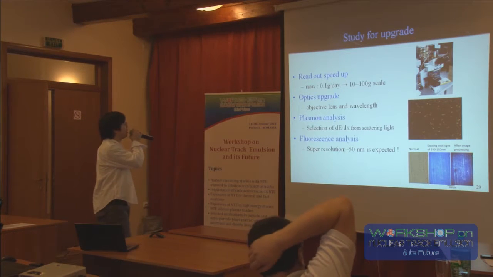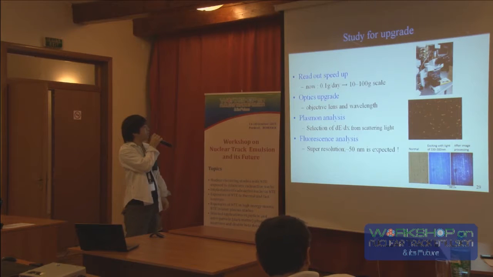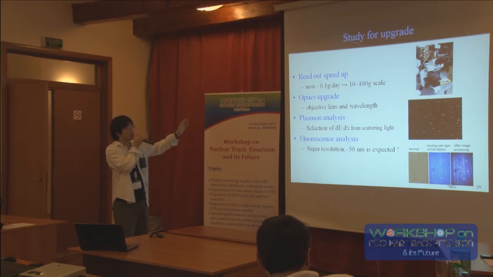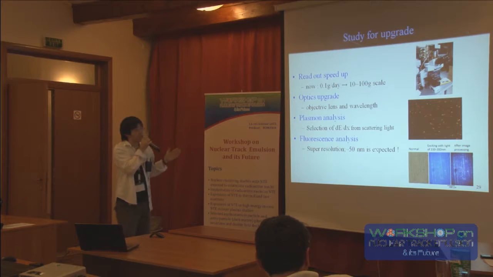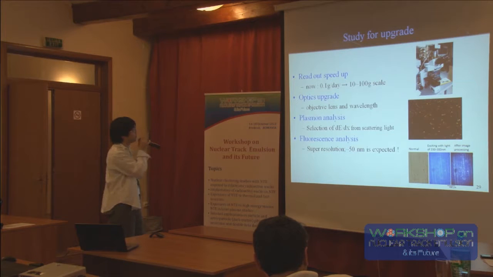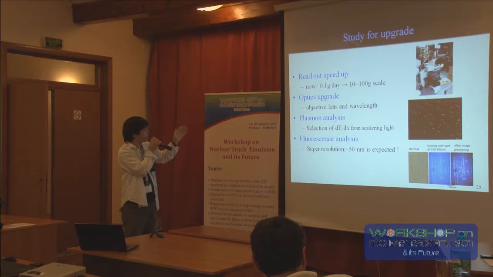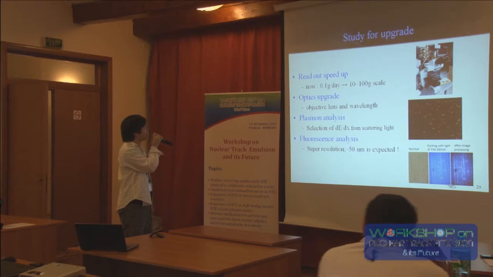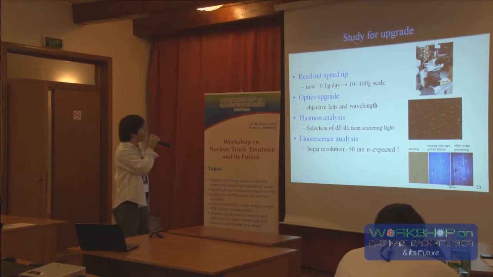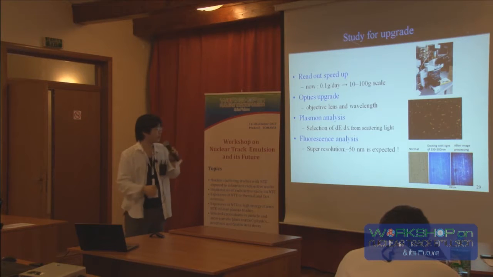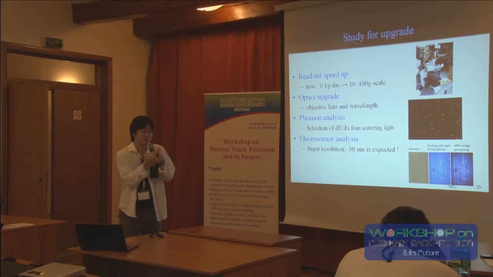And this is a study for upgrade. Now the scanning speed is 0.1 gram per day. This is enough for a test run, but not enough for a physics run. So we have to upgrade this scanning speed, and we plan to upgrade the optics. We change the objective lens and wavelength, and it makes the ellipse shape go from a dull ellipse to a sharp ellipse.